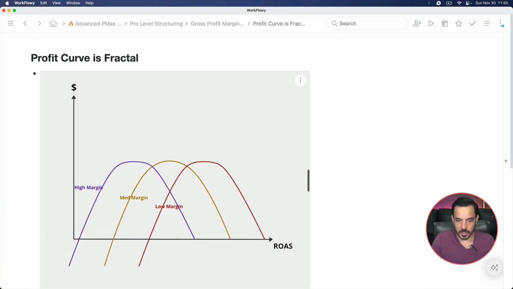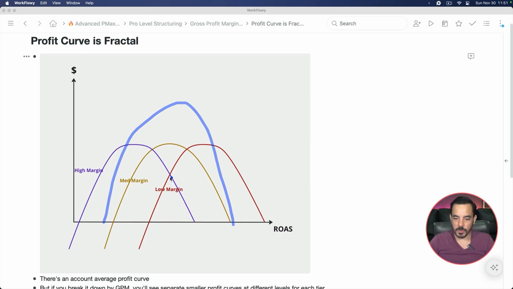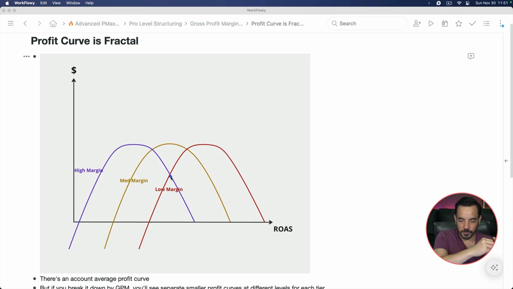The profit curve that I just explained to you, it's actually fractal. So get your head around this, guys. It's like your account as an overall account in Google Ads, it has an average profit curve that maybe looks something like that. But within that profit curve, there's lots of smaller profit curves, and your different margin tiers for your products will profit maximize and will break even at different points. So what I showed you just now was how high margin products might have a lower break-even point, low margin products will have a higher break-even point. And because they have different break-even points, they also have different profit maximization points.